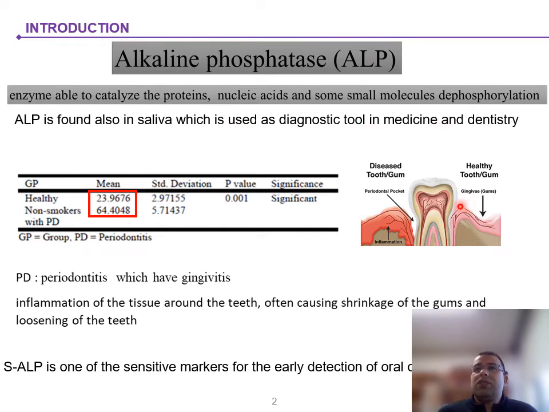And this is the comparison between healthy people and people with BD, which means periodontitis. Periodontitis means inflammation of the tissue around the teeth, often causing shrinkage of the gum and loss of teeth. And this is the comparison of the concentration of ALP inside the saliva between healthy people and BD people. Also, salivary ALP is one of the sensitive markers for early detection of oral carcinoma.